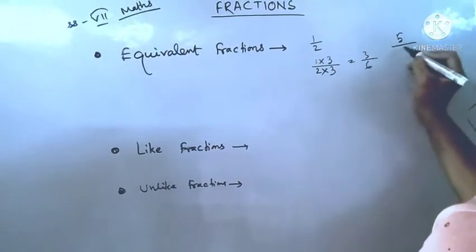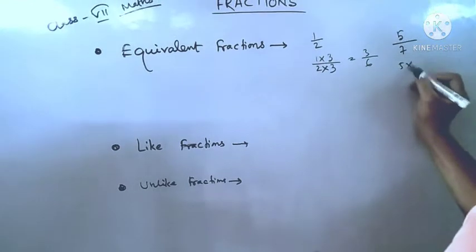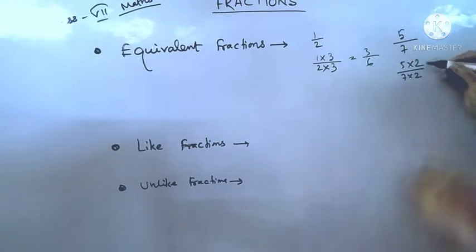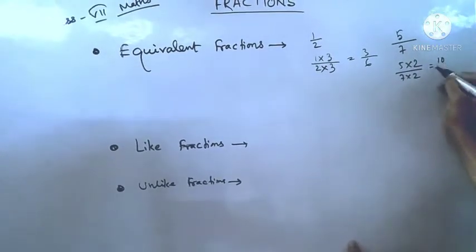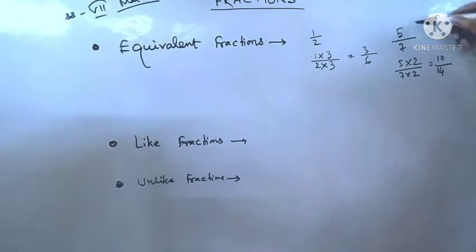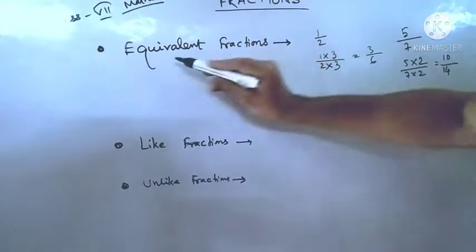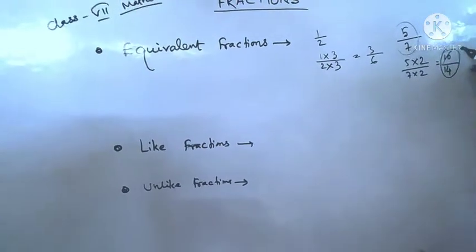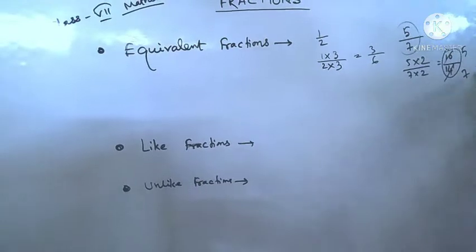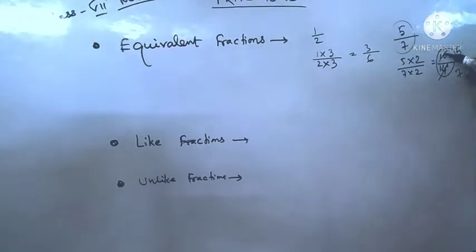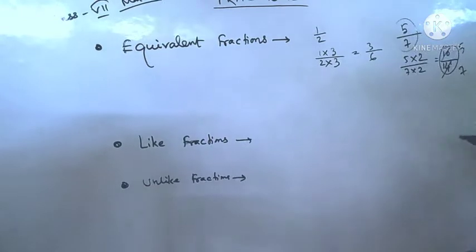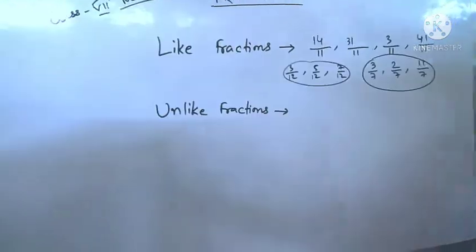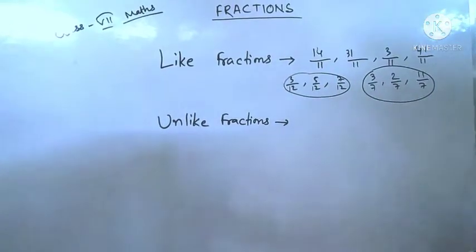Or take 5 by 7. If we multiply both sides, numerator and denominator, by 2, we get 10 by 14. So 5 by 7 and 10 by 14 are equivalent fractions because the values of these two fractions are the same. If we cancel 10 by 14 by 2, we get 5 by 7, so they are the same. Okay, so like fractions. So what are like fractions?